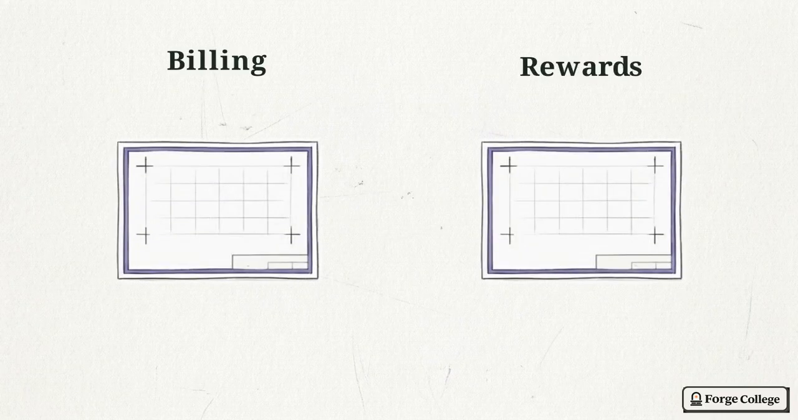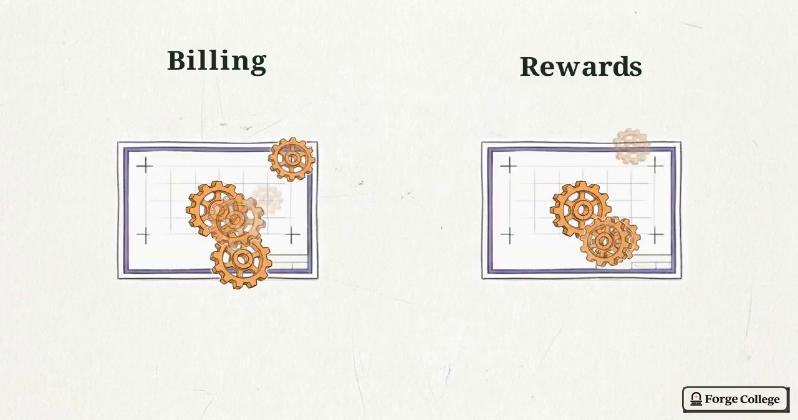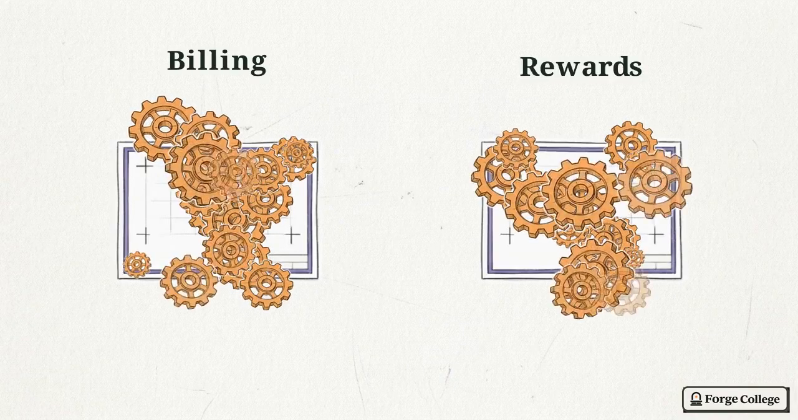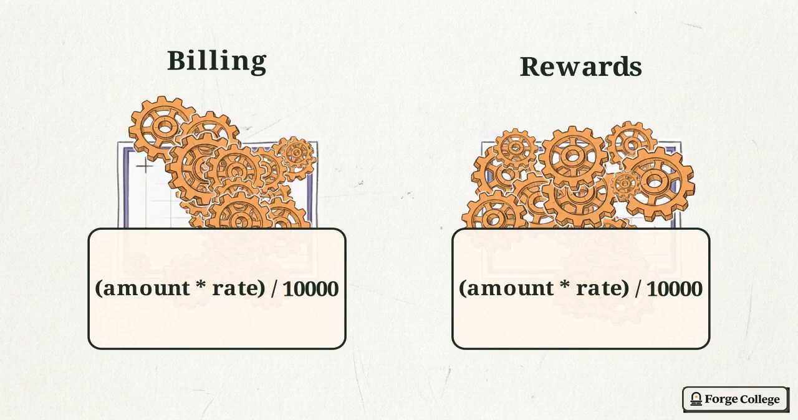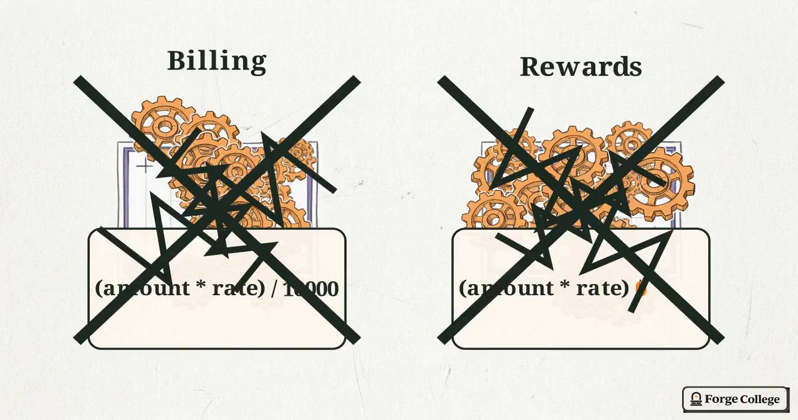Look at these schematics, a billing contract and a rewards contract. Both perform the exact same percentage math. If we manually copy and paste formulas into both, designs become cluttered. Worse, typing one wrong number bakes a catastrophic error right into your system.